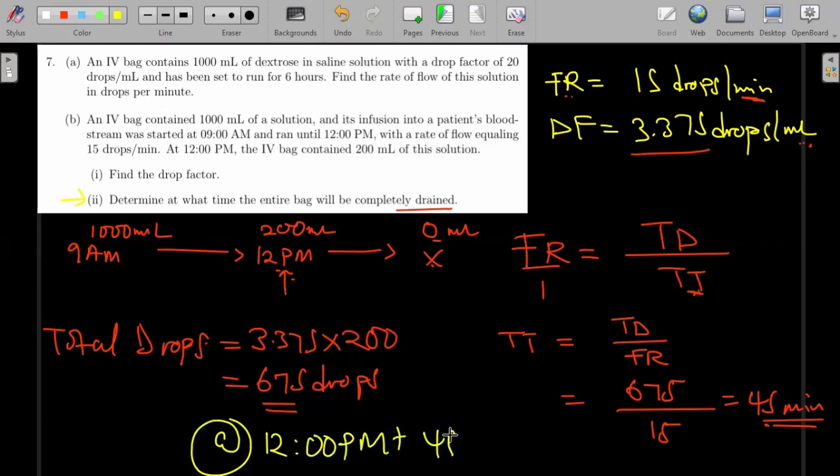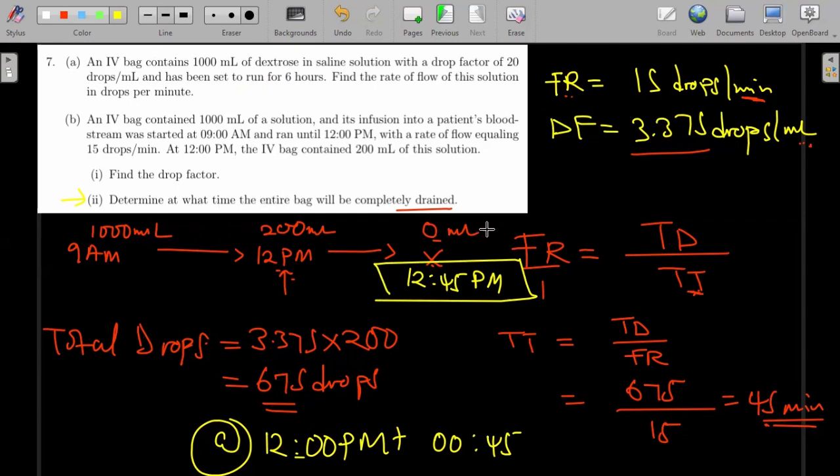Plus the 45 minutes. Okay, so the 45 minutes, we can write it in this form. We can write 0.45. So we add this, okay, it's going to give us the time there. So if I add it, I just get 12.45 p.m. So at 12:45 p.m., it means the volume would be finished completely. Okay, and that is it for this tutorial sheet. So we've actually solved all the questions in this tutorial sheet.